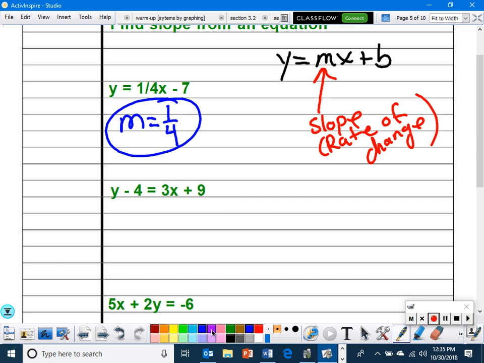Okay, in the next one, you should get y by itself first. So let's see, we add 4. And we get y equals 3x plus 13. All right, so the slope is 3.